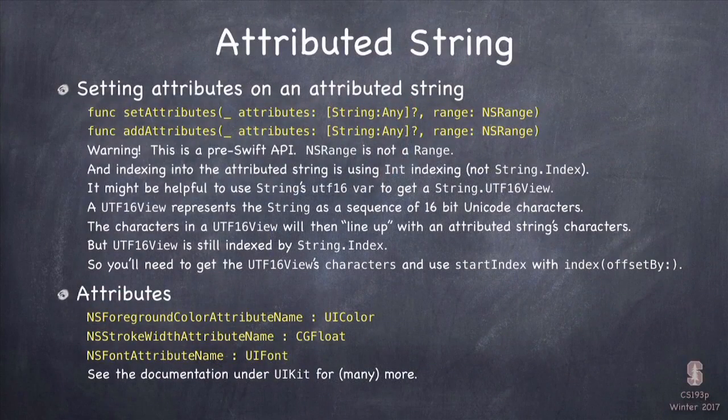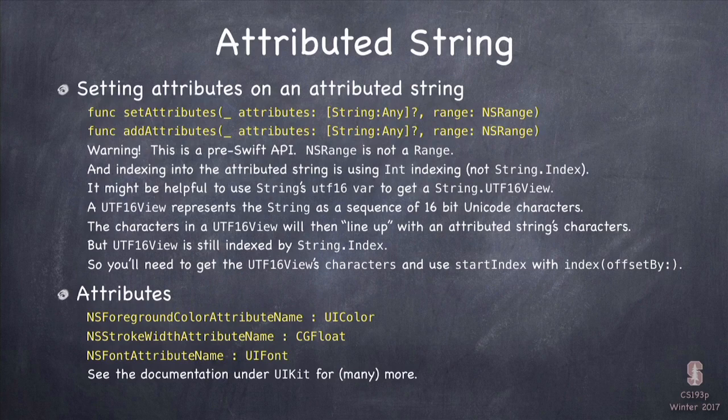So what are some of these attributes that you can set? There are things like NS foreground color attribute name. That's how you set the color of the text. There's also NS background color attribute name, which, fonts have foregrounds and backgrounds, but don't worry about that too much. NS stroke width, so you can draw your characters really thick or thin. NS font attribute name, which you can provide a font. And there's about 15 others, and you can go look in the documentation for all of them.